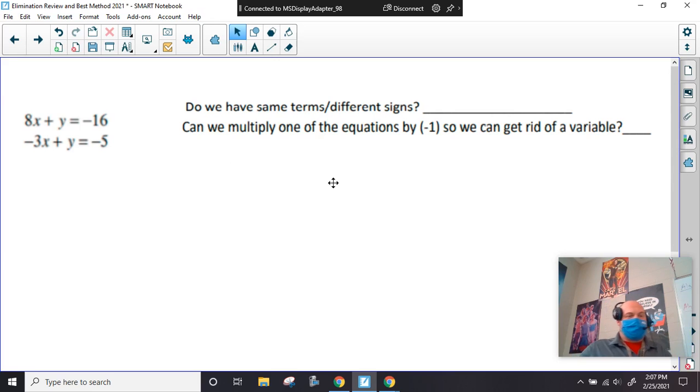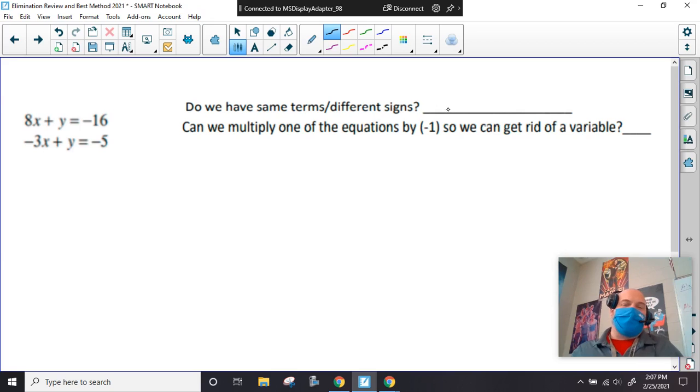Now, this is where people started to fall off the thinking train two days ago. Okay. People had, okay, yes, same terms, different signs. Phew, we're good. Awesome. Love it. This, what the heck? Okay.